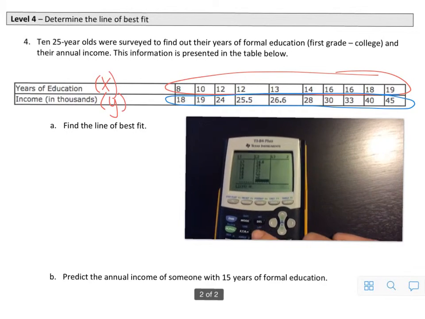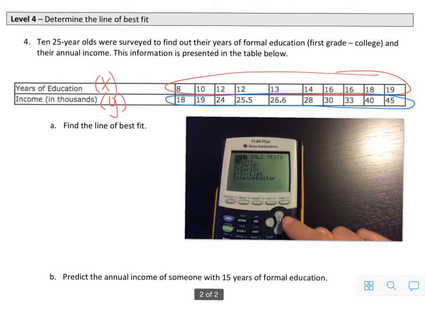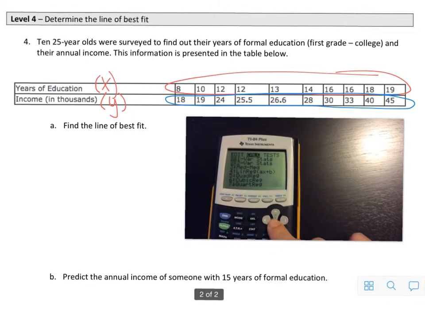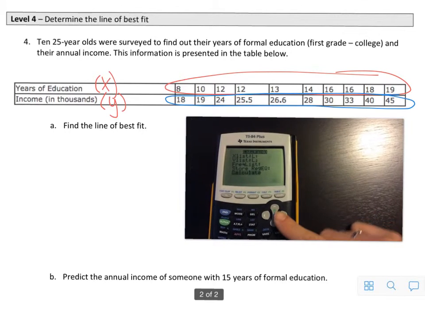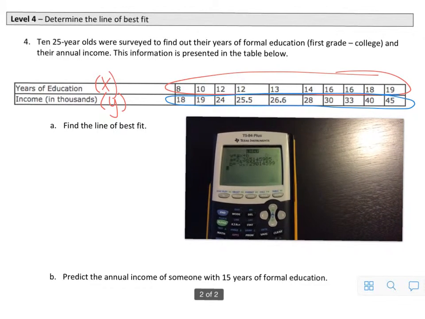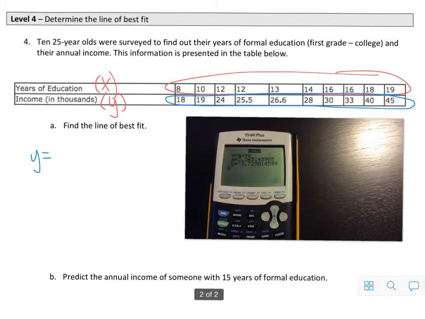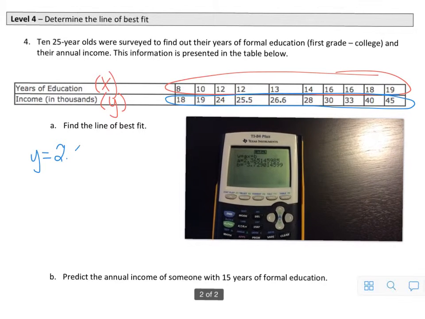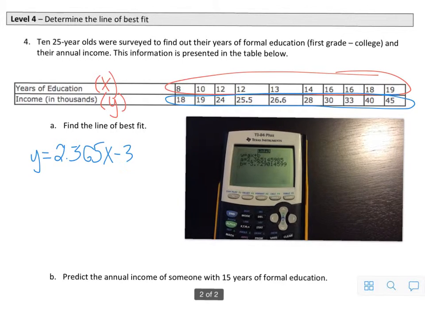Now, to calculate a linear regression and find the equation, we're going to press stat, go over to calculate, and look at linear regression. So we're going to scroll down to number 4, press enter, go all the way down, make sure yours says list 1, list 2, and then calculate by pressing enter. And so now our equation, rounded to the nearest thousandth, is y equals 2.365x minus 3.729.